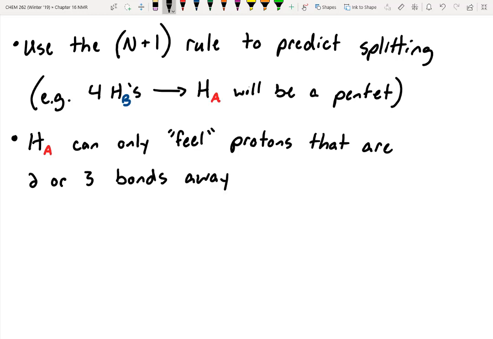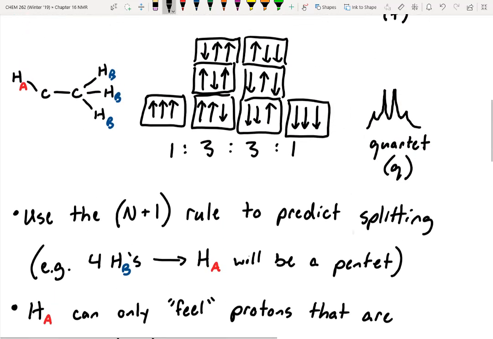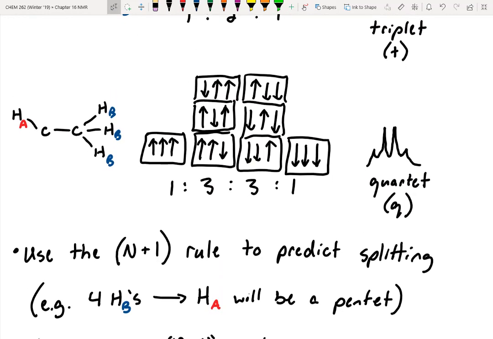All right, so let's go back up and look at this in the context of the examples that we were looking at, right? So if we go back up just 1 second, and we look at HA in this example here, what I mean by number of bonds away is we count, right? We go 1, 2, 3. Because HB is 3 bonds away, we can feel that. If it were 4 bonds away, we wouldn't feel those protons, and HA wouldn't be split by those sets of protons. You can only be split by protons that are 2 or 3 bonds away. Yep. So does that mean the highest would be 9 then? Not necessarily.